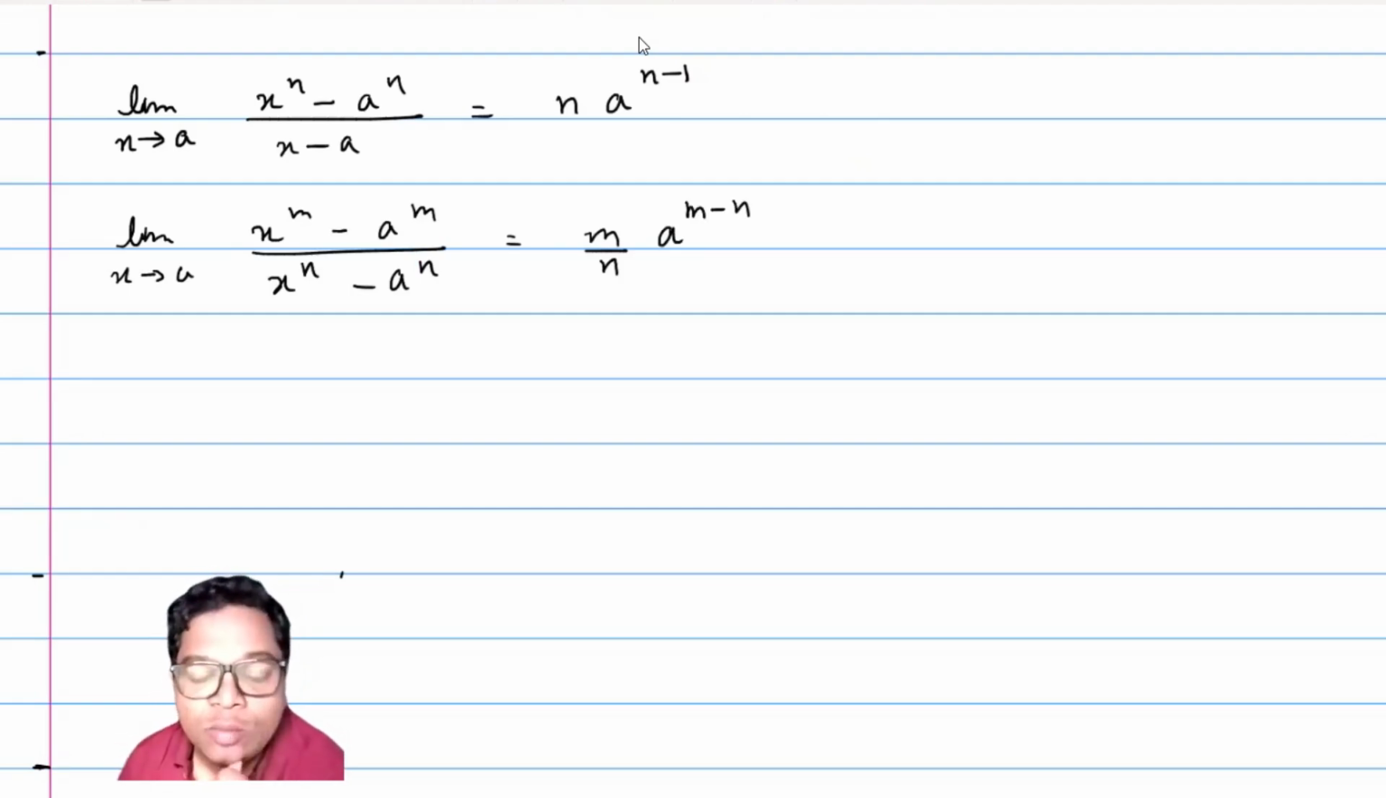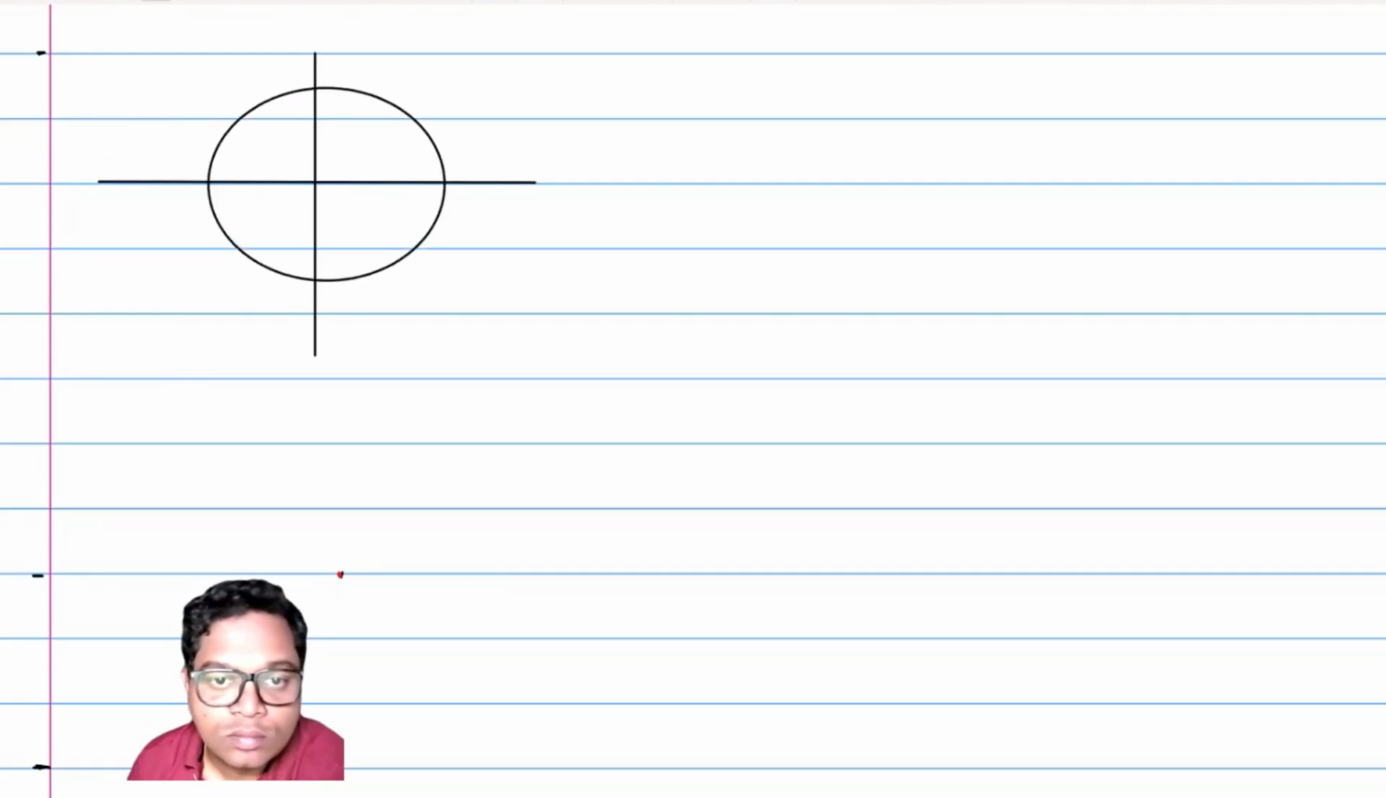Now moving to the next property. The property is limit x tends to 0, sin x over x is 1. So we are going to see the proof for this. So we go back to the unit circle. This makes an angle theta. I will drop another perpendicular over here. Let us name this as O, A, B, C, and D.